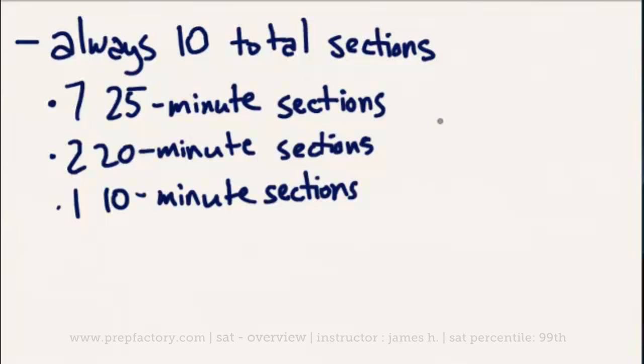One would think that this would help you out, because there'd be one section you don't really have to work on since it doesn't count towards your score. But actually, you're not going to know which of these sections is the experimental section, so you won't be able to skip working on any section. Even though one of your sections won't be scored, it is integral that you do your very best on all 10 sections, as you don't know which one will be the experimental section. Of these 2 20-minute sections, there are always going to be 1 reading and 1 math.